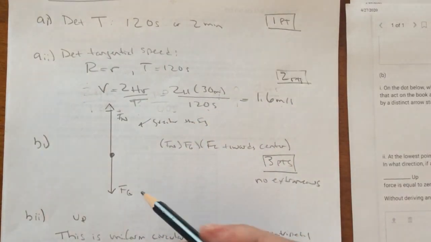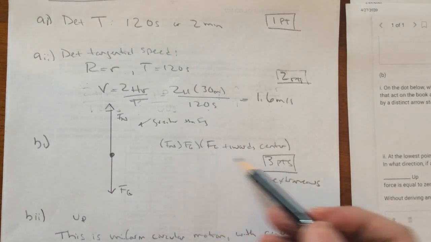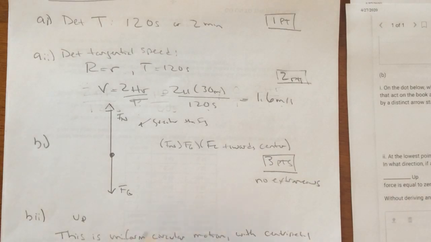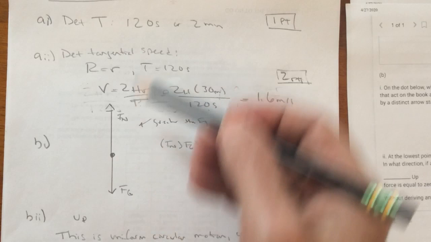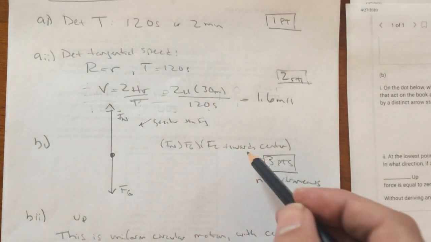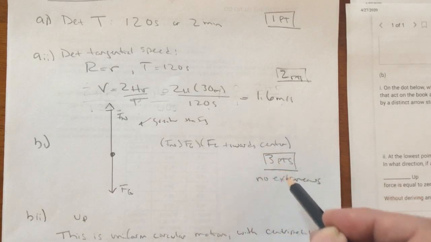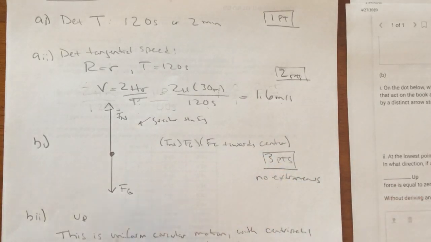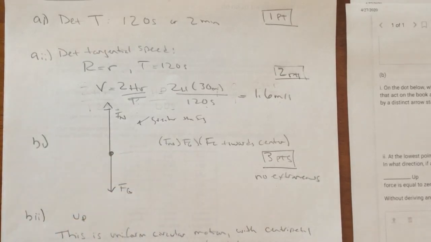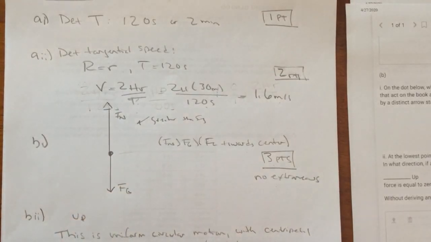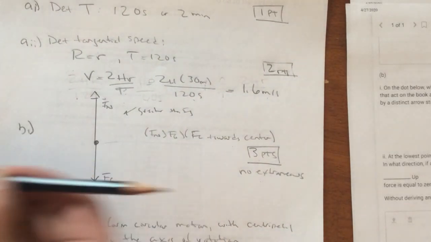And yeah, you don't even have to explain it. That's 3 points. You're going to identify your normal force and your force of gravity, and your normal force is greater because your centripetal force is towards the center. 3 points. No extraneous forces. Nothing like this, teammates. Don't draw anything like that. You're drawing forces. The acceleration is towards the center, not tangential.